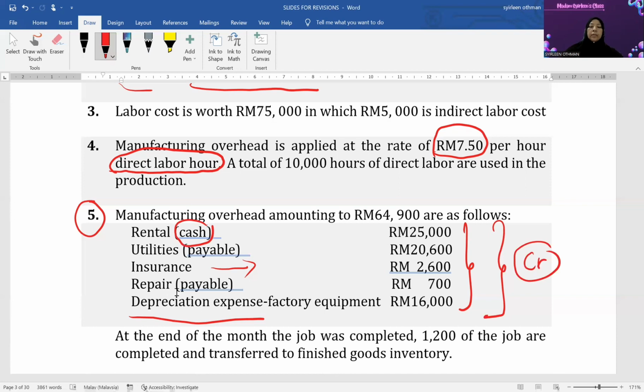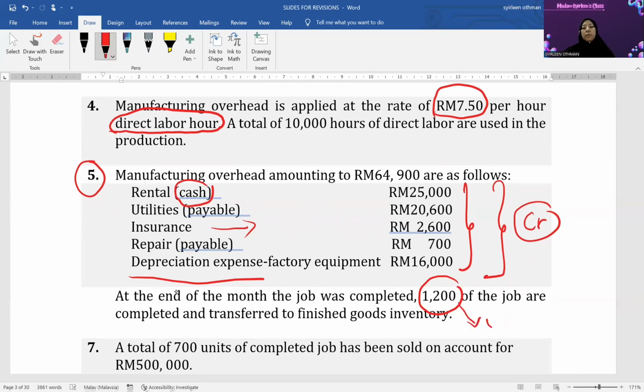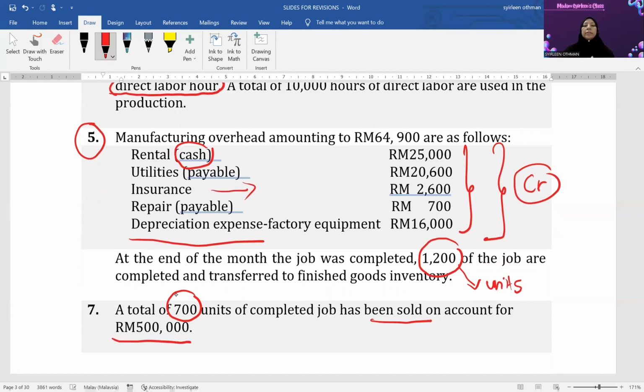All right, okay, so when the job is completed, that 1,200 of the job are completed and transferred to the finished goods inventory. This is the unit of completed jobs. Okay, so from that 1,200 units, okay, only 700 units have been sold. Okay, so have been sold for the price of 500,000.